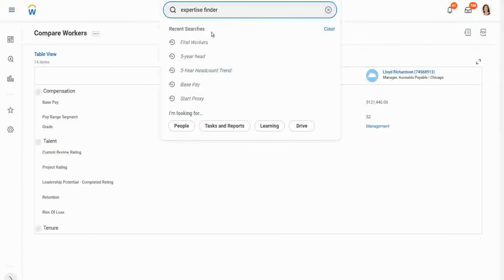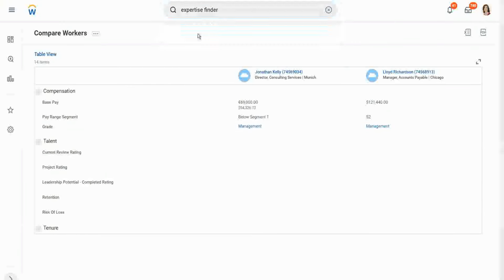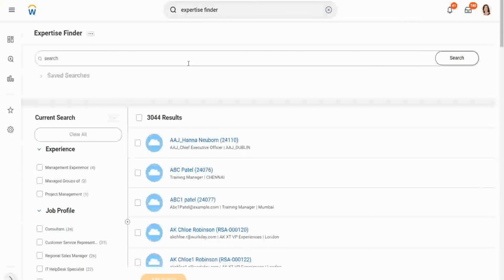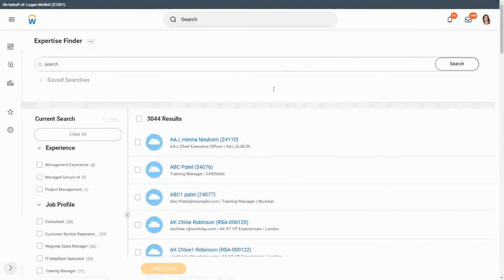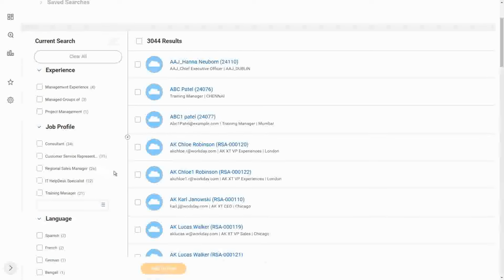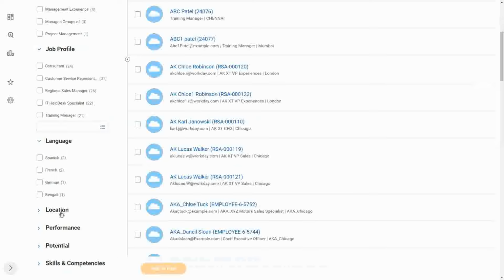Expertise Finder, here it is. So here you see, Expertise Finder. Again, this report is very similar to what we saw before, but the filter criteria is different, right? Because now it is mostly focused on experience and job profile and language and performance, right? So why?